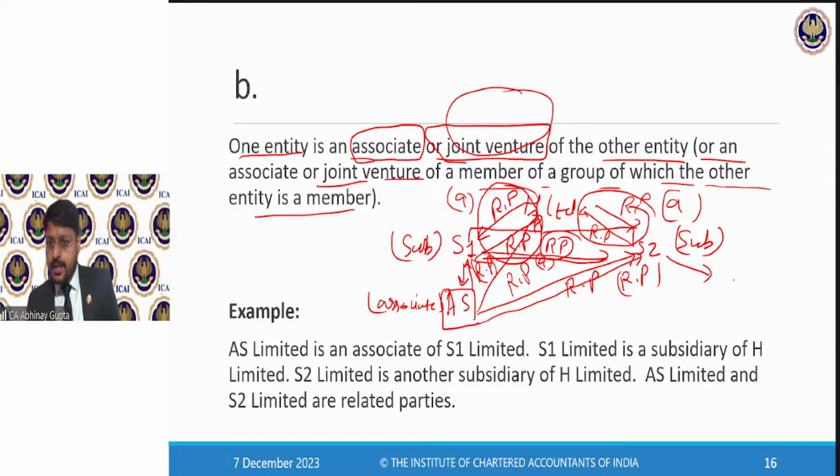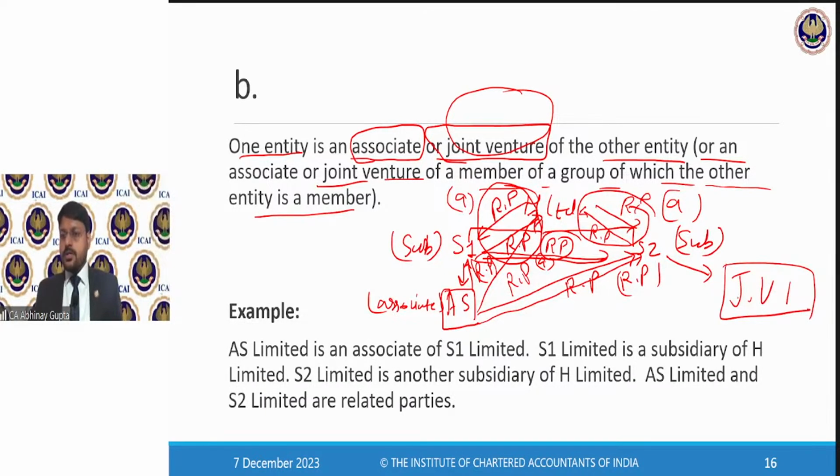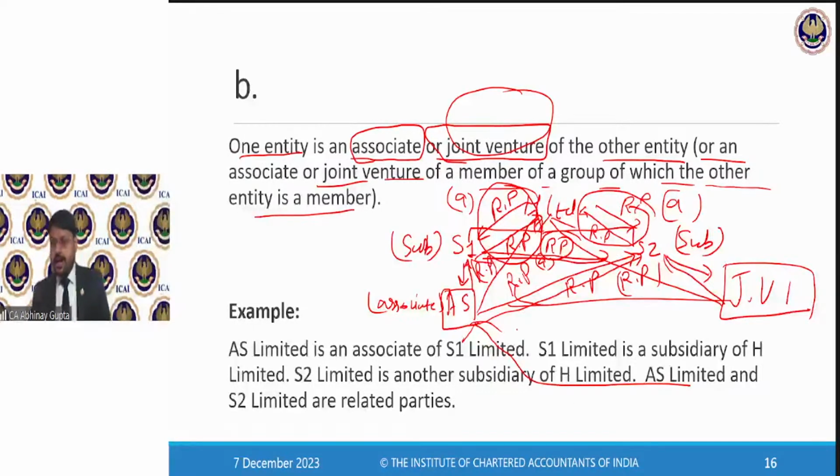Suppose S2 Limited has any JV here. So same thing applies here. This JV will be a related party to S2 Limited, to S1 Limited, to H Limited, and to this associate as well. Clear? And this associate will also be a related party to this JV. Clear? So whatever charts I am drawing here for the discussion, you can replicate the same drawing in your notes for your future reference.